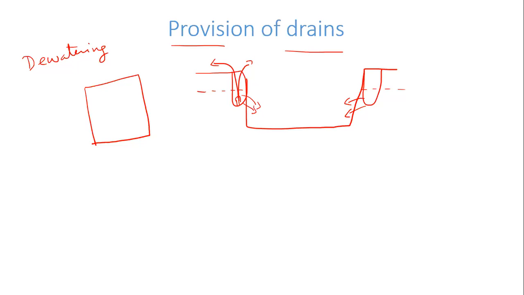So even today, if you go to any construction site, when they're doing foundation work, typically they'll have a small drain there, a small pump sitting there, pumping out water so that the construction area can remain dry. So this is what I mean by the provision of drains. You may need to do what is called dewatering to ensure that your construction site remains dry.